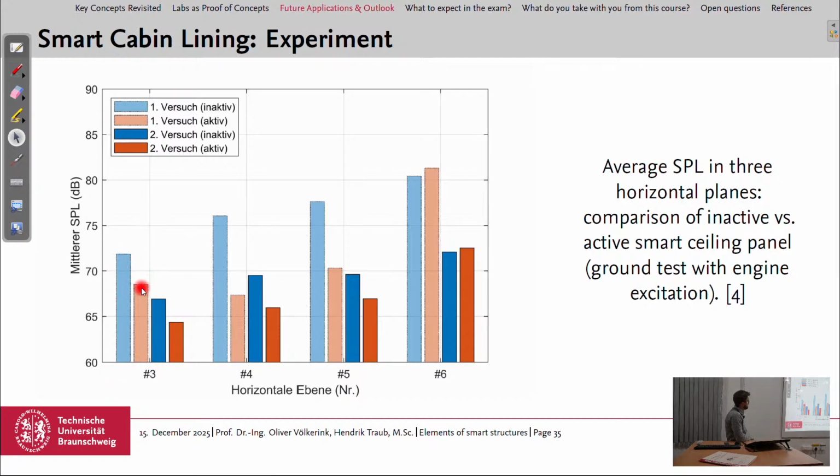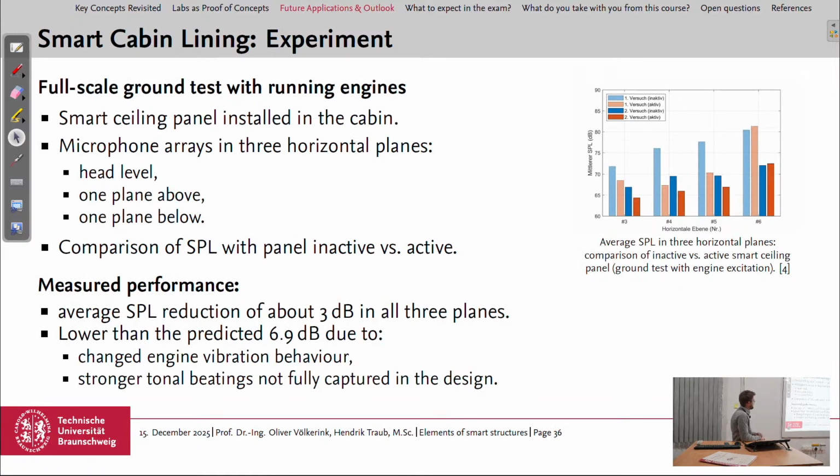Then they activated the system, so the sound pressure level goes down for all the horizontal planes except for the last one. And then they performed a second experiment where the sound pressure level in total is less, but with the same influence. So for the lower three horizontal planes, they could achieve a reduction in sound pressure level.